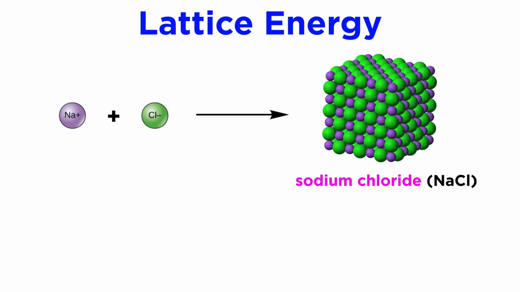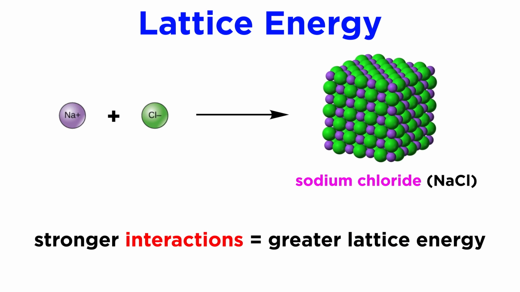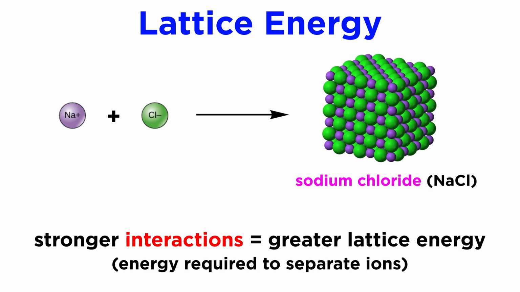We will also want to understand some things about the strength of these ionic bonds, and this will involve defining lattice energy. Looking again at sodium chloride, this consists of sodium cations and chloride anions arranged in a grid, with the ions arranged in the geometry that will allow for the maximization of electrostatic interactions between oppositely charged particles. The stronger the interactions, the greater the lattice energy, or the energy that would be required to disrupt the lattice and separate all of the ions.